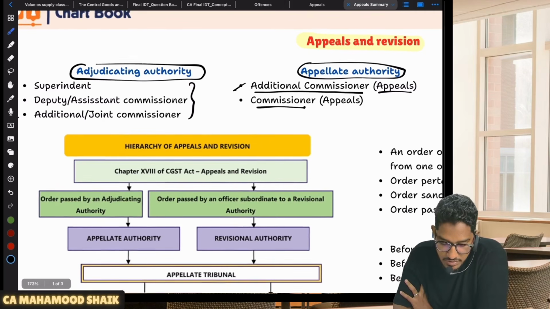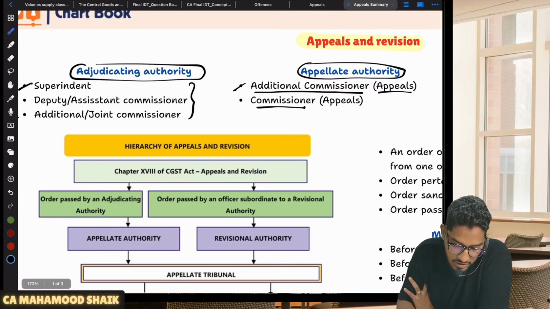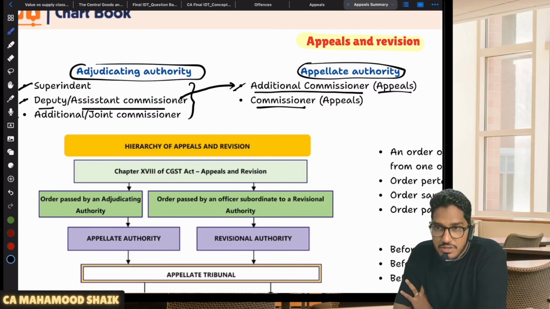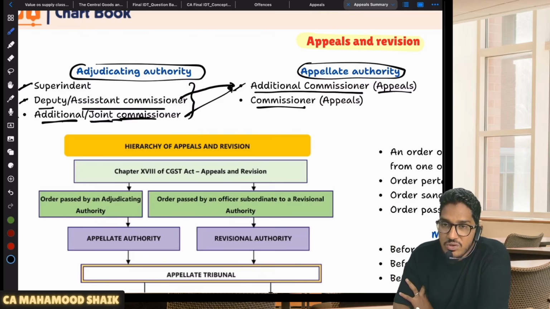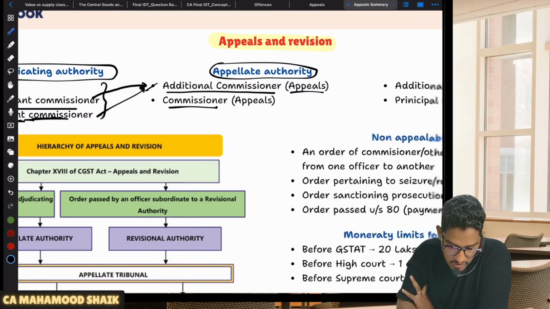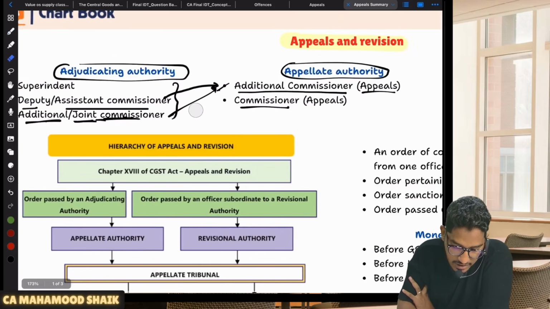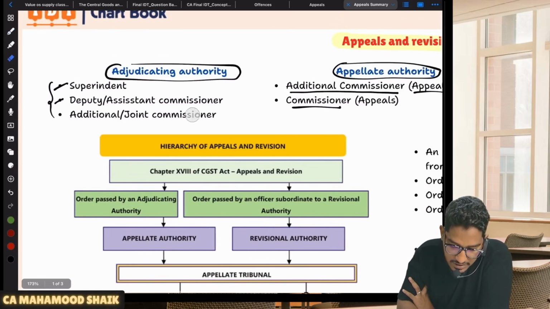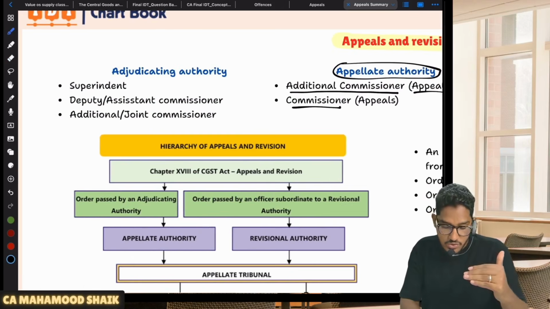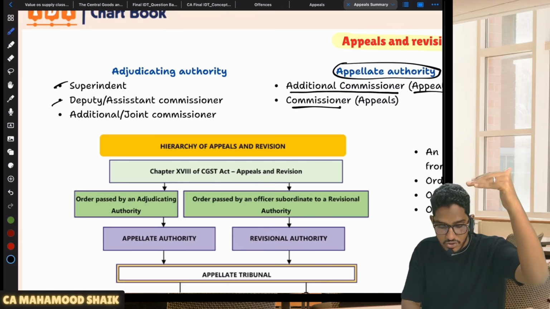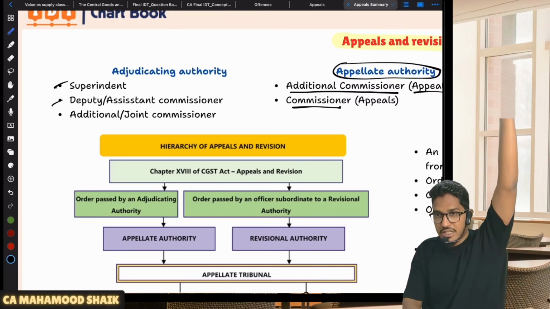Now if I put it in very simple terms, what will happen is, if the adjudicating order is given by a superintendent or deputy or assistant commissioner, then you can go for appeal with the additional commissioner, because he is the next higher level of authority. However, if the adjudicating order itself is given by an additional or joint commissioner, then you can't go to the additional commissioner. They're equal authority, no? Superintendent is the lower level, above that is deputy or assistant commissioner, above that is additional or joint commissioner.